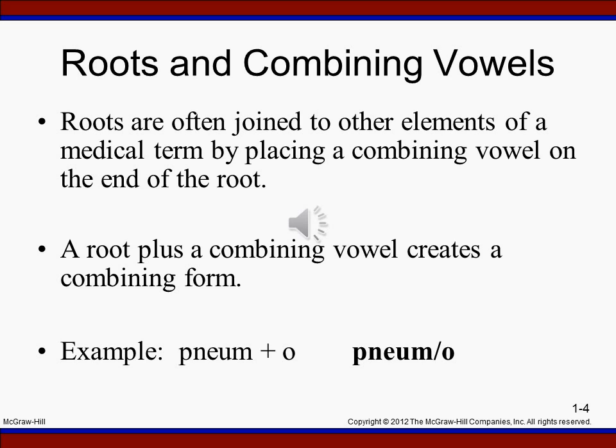A combining vowel simply makes the word easier to pronounce. The example I gave earlier, pneumothorax: that combining vowel simply connects the two roots together, making the word easier to pronounce. So next, what is a combining form? A combining form is a combination of a root word and a combining vowel. These combining forms help glue roots together, and they can also come before a suffix.